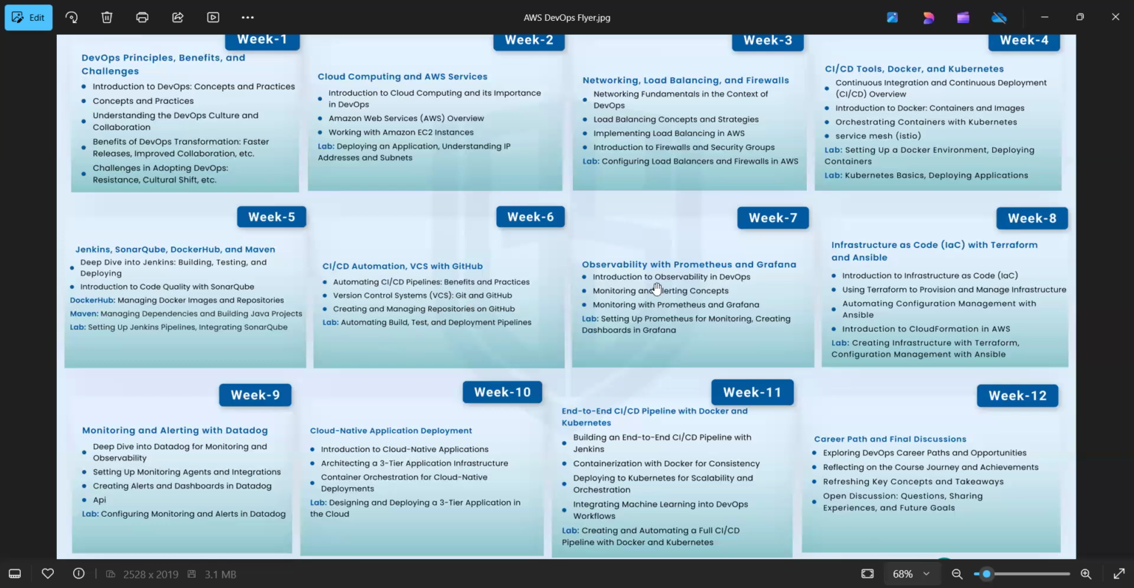Coming to week 7, we go to observability and Prometheus and Grafana. So the introduction of observability in DevOps, then the monitoring and alerting concepts, monitoring with Prometheus and Grafana. In this lab, I think we covered one lab for setting up Prometheus and monitoring, creating a dashboard in Grafana. Then the automation part, week 8, infrastructure as code, Ansible lab there, Terraform labs.